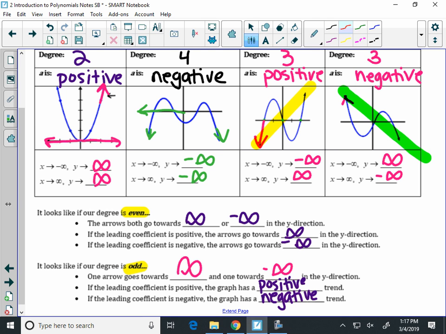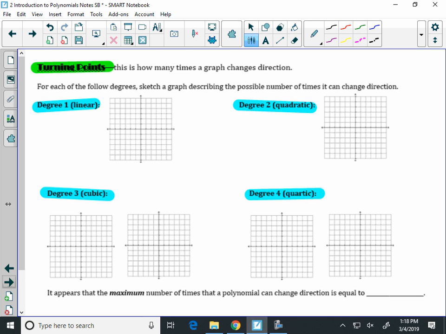Does that make sense? All right, so my degree tells me the name of my polynomial, and it helps me to know where the arrows are going. The next thing my degree does is it tells me how many times my graph changes direction. So we will start with degree 1, which is called a linear function. How many times do you think a line can change direction? None, right? Have you ever seen a line that turns in the middle? So we can draw any line you want. I'll just draw one that looks like this. But no line can ever change direction.